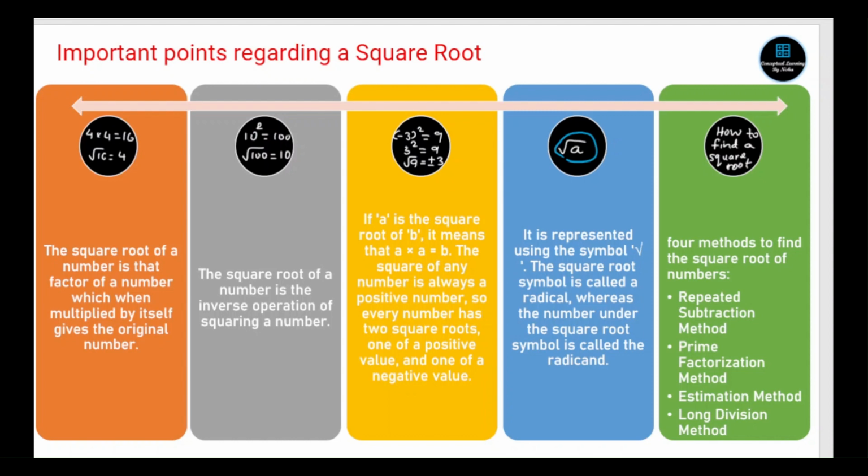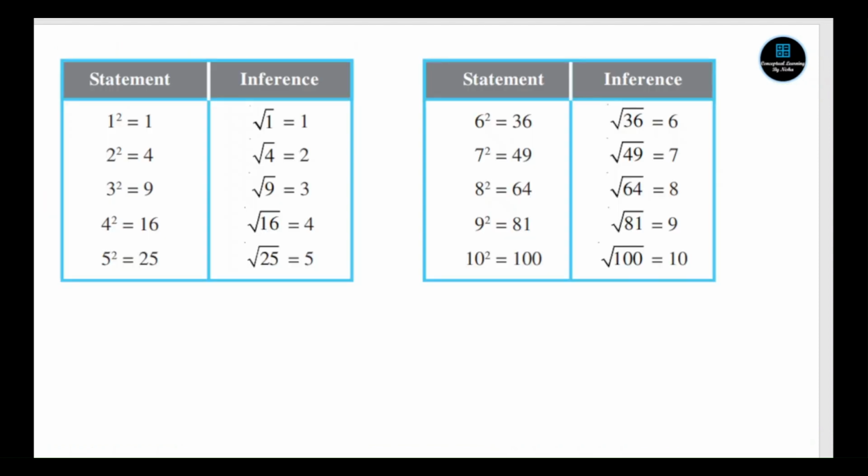In this video we are talking about the other three methods. We are not talking about the repeated subtraction method, as that is not very convenient for larger numbers. Our focus is just to find the square root easily. Here are the squares and square roots of the first 10 numbers. I would like you to go through them once and try to remember them so that you can solve the questions very easily. Now let's start with our first method.